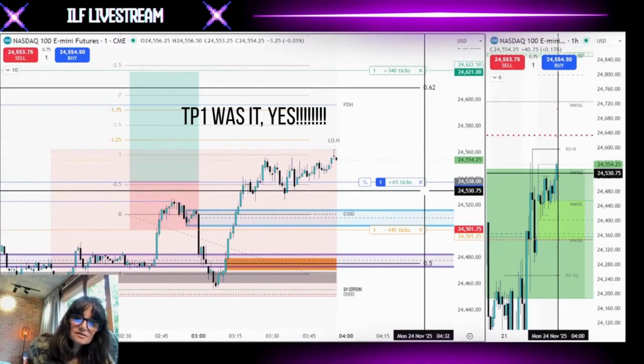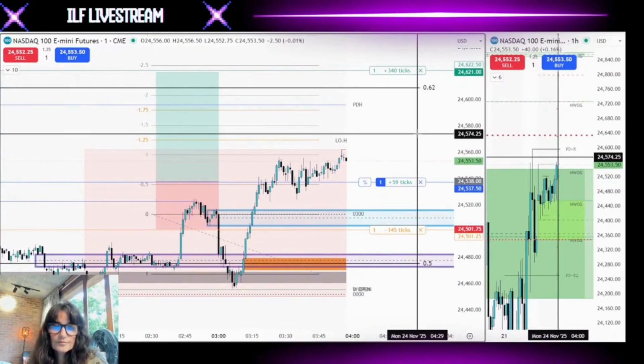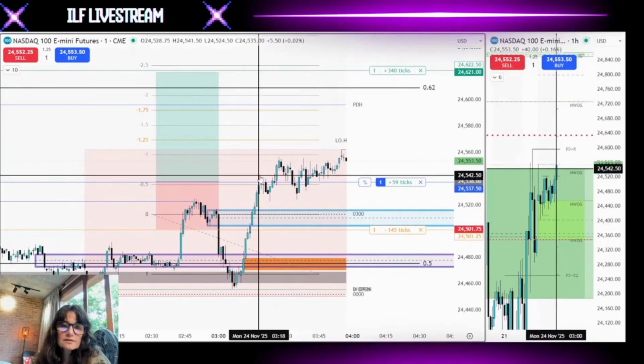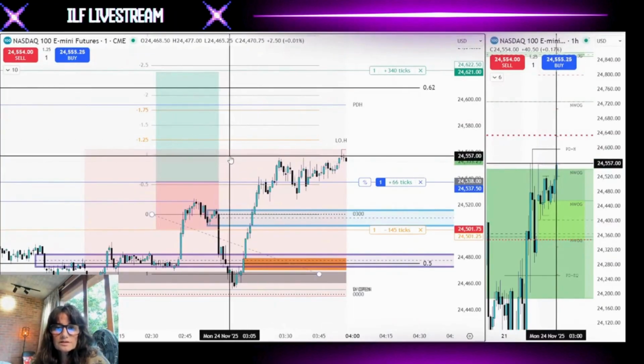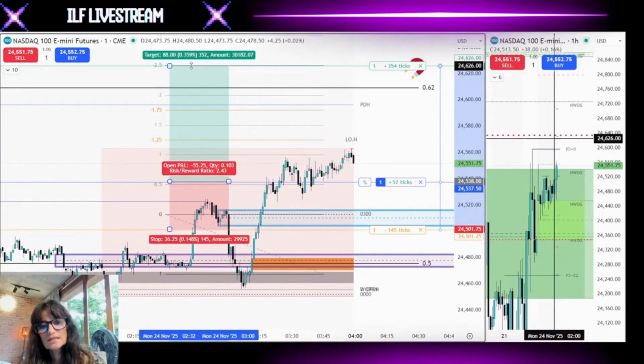That's the manipulation. You see, it just goes to 1, and it's 1 and done. It's a 1 and done. So I guess TP1 was it. But let's see. If I'm stopped out, I'm stopped out. I'm going to journal it anyway.